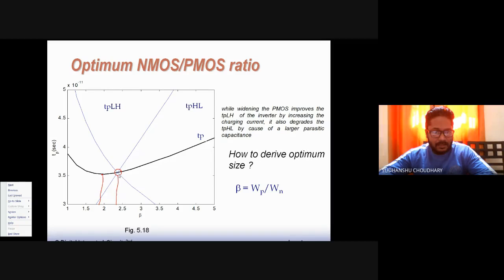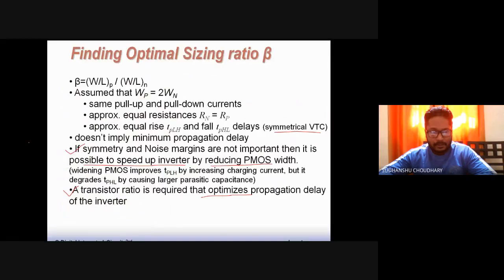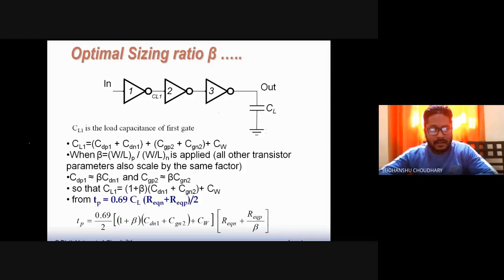Similarly, if symmetrical VTC is important, that is, if noise margins are important, then one can keep the width of PMOS somewhere around 2.4 times the width of NMOS. So this is what we commented yesterday.